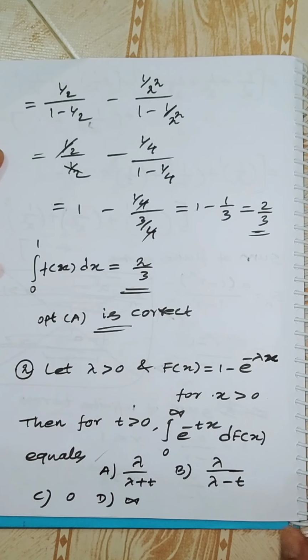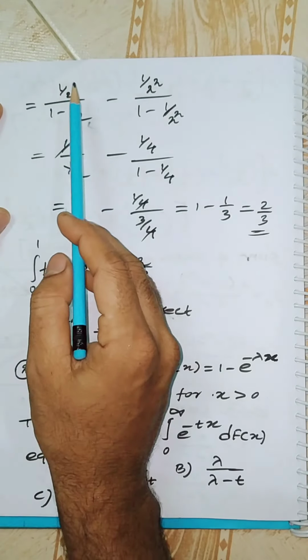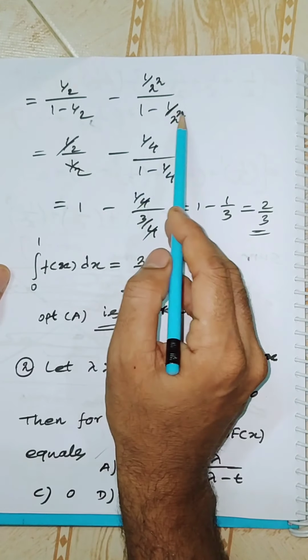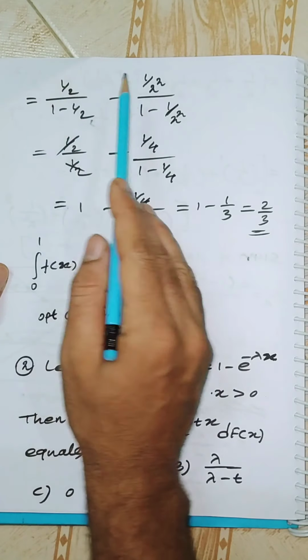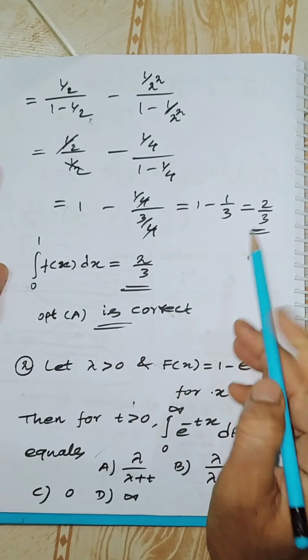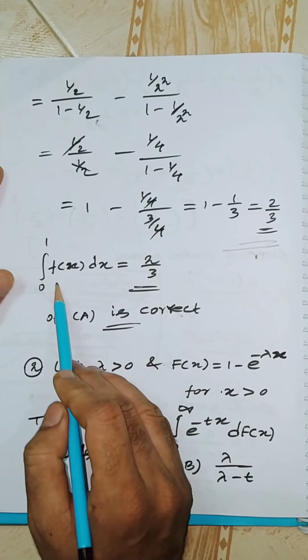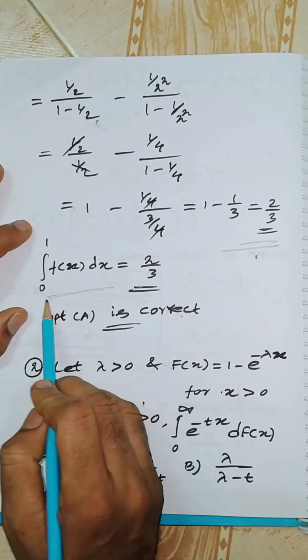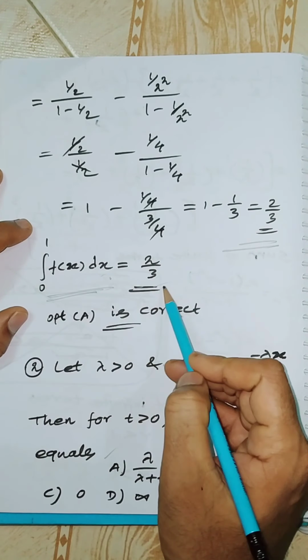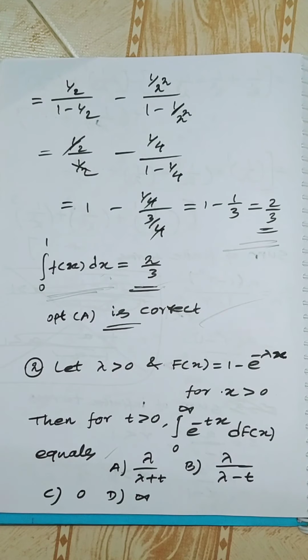Next. So A by 1 minus r, like this. Here also A by 1 minus r. The ratio there is 1/2, here it is 1/2 squared. So after simplification we know very well, finally we are getting 2/3. So we took 0 to 1, we take like this 0 to 1 f of x dx. Finally we are getting 2/3. So first option is correct.